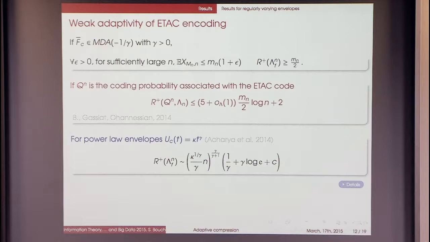Whereas the minimax redundancy, as shown by the San Diego group, has this order of magnitude, up to a constant of this order. So we're off by a factor of log n. And I think I should stop here now. Thanks.